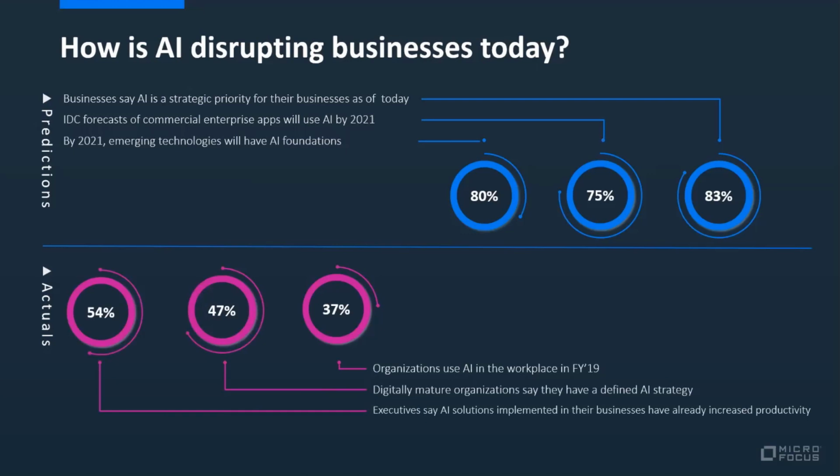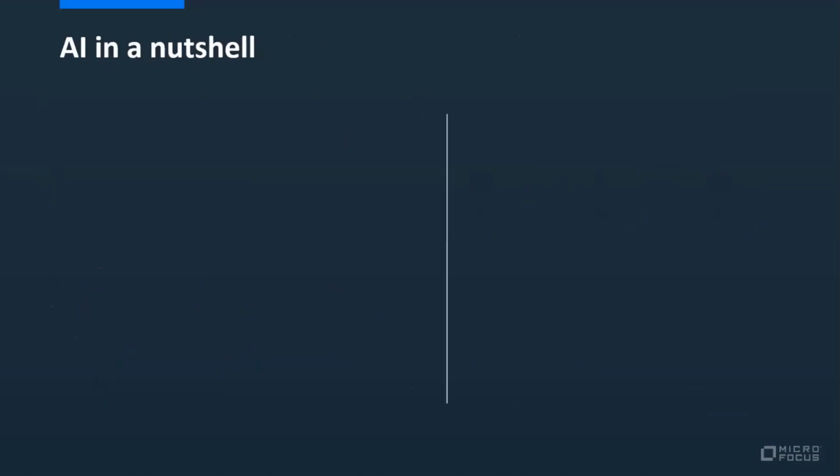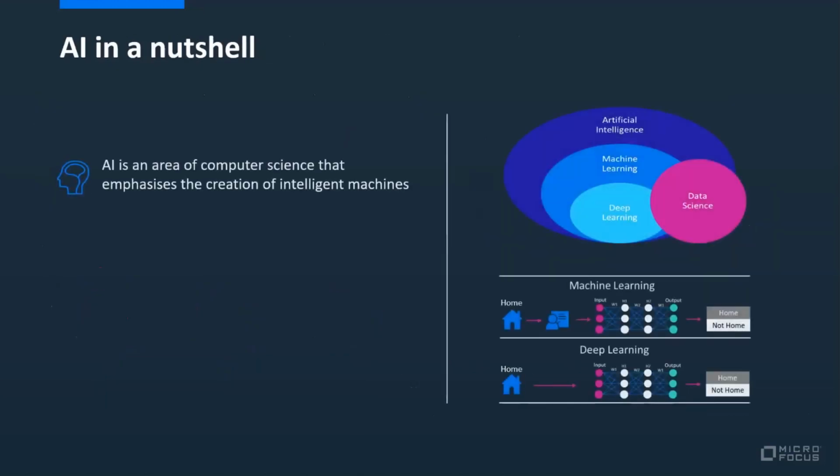But those are predictions and actuals. Instead of continuing to use the word AI, I would like to show you what this buzzword is all about, because everyone today is using AI, and walk you through, for two to three minutes, the basics of AI, which I'm pretty sure most of you know already, but making sure all of us are on the same page. So AI is an area of computer science that mainly aims to provide intelligence to machines.